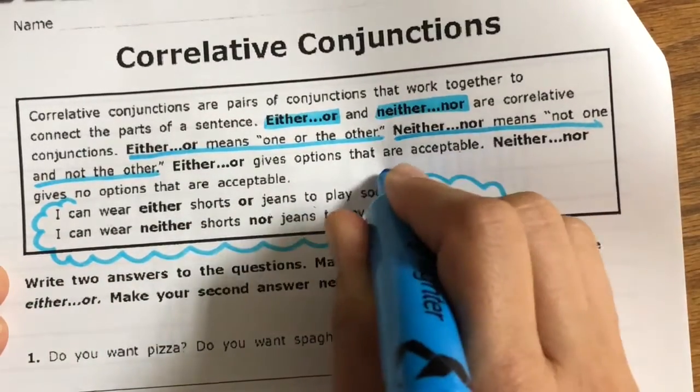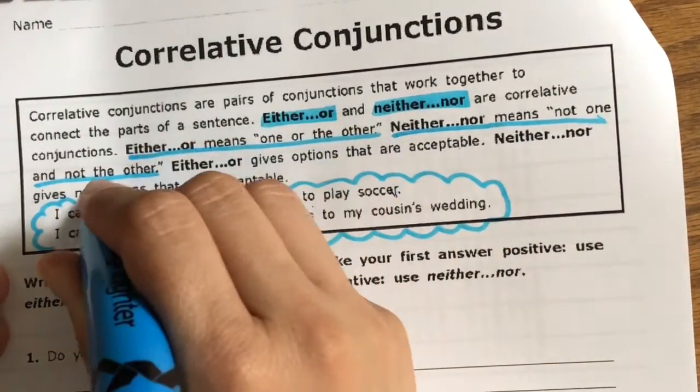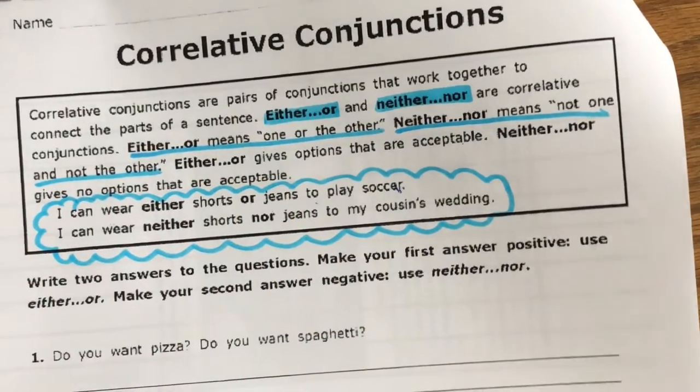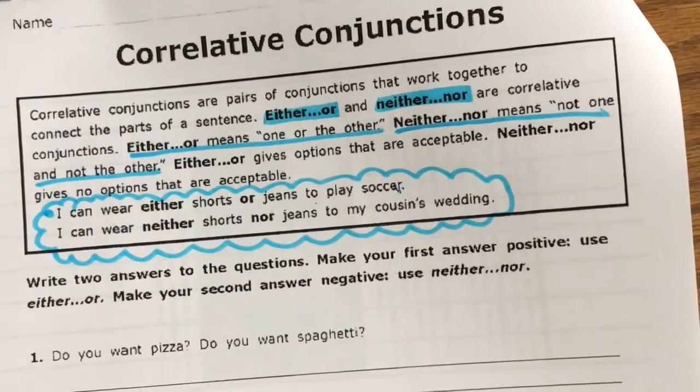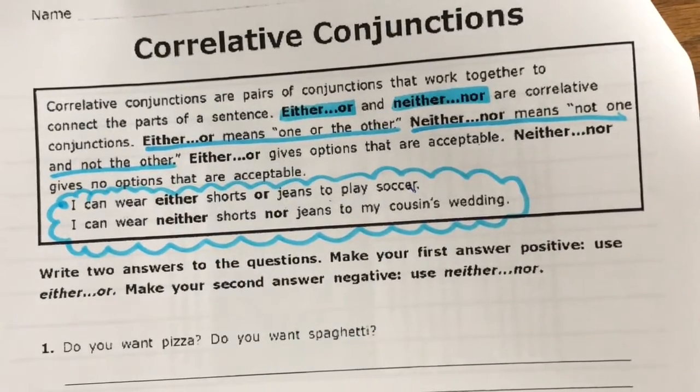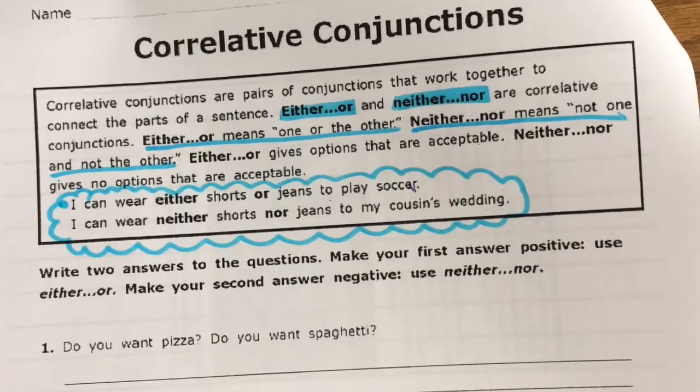And you're going to want to refer back to these when you are making your correlative conjunction sentences below. So example 1 says, I can wear either shorts or jeans to play soccer. It's giving two options instead of just one. Now the second one is the opposite. It says, I can wear neither shorts nor jeans to my cousin's wedding. So it's saying for there, they can't wear one or the other. They're going to have to pick something else.